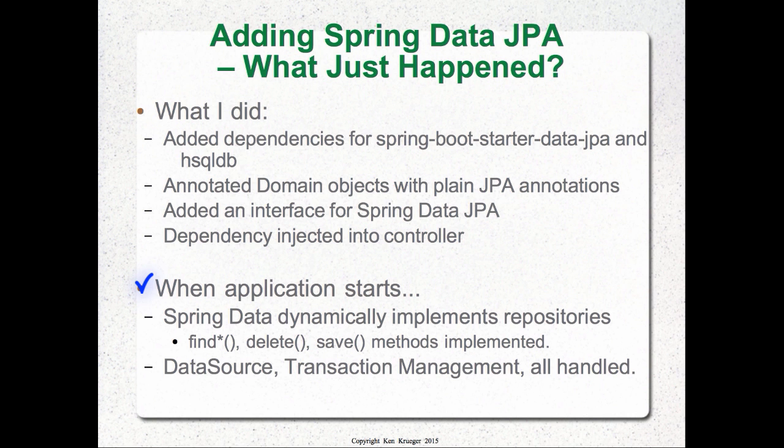Now, when the application started, Spring Data dynamically implements the repositories that it finds. So it implements find methods and delete methods and save methods. I didn't implement the save method. I didn't even define the save method. It was provided for me. And all the data source and transaction management, all those beans that I used to have to define myself, they were all handled for me automatically. If I want to, I can override those bean definitions by creating my own, but it's nice that Spring just provides one for me automatically.